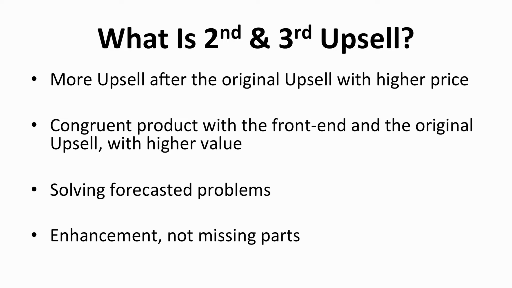Now we know what a second and third upsell do, but what should they be? The second and third upsell should be congruent with the first upsell, which means they are congruent with the original front-end product. But of course, the products sold as second and third upsell should be of higher value. It should be way higher than the original front-end product, but still should be at an acceptable increase from the first upsell. The price range for the second and third upsell will be discussed later on in this module. So what products should we sell as the second and third upsell?